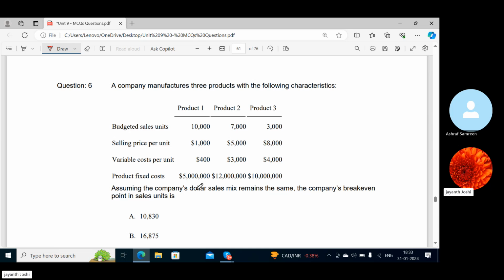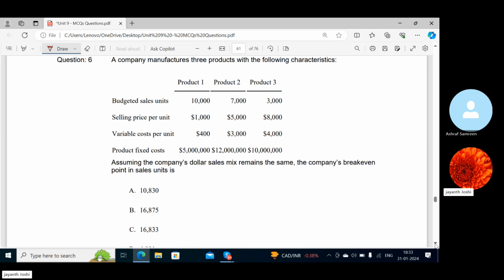A company manufactures 3 products with the following characteristics: budgeted sales, selling price, variable cost, all are total, fixed cost. Assuming the company's dollar sales mix remains the same. Again, they are saying this thing, dollar sales mix remain the same. There it was as per the unit. Here it is dollar, right? They're asking you the break-even point in sales. So the total question is on sales wise. So can you try to find?